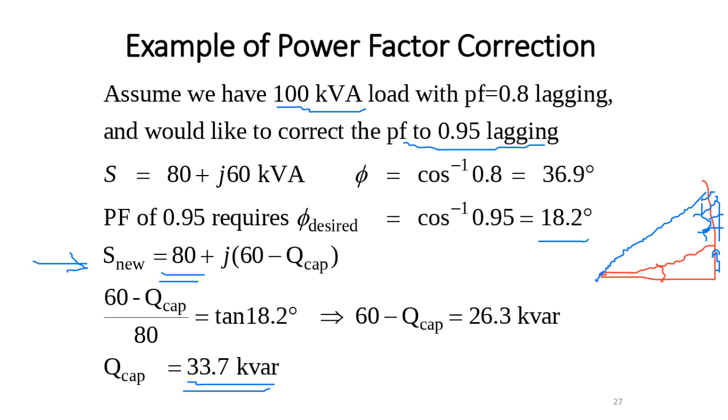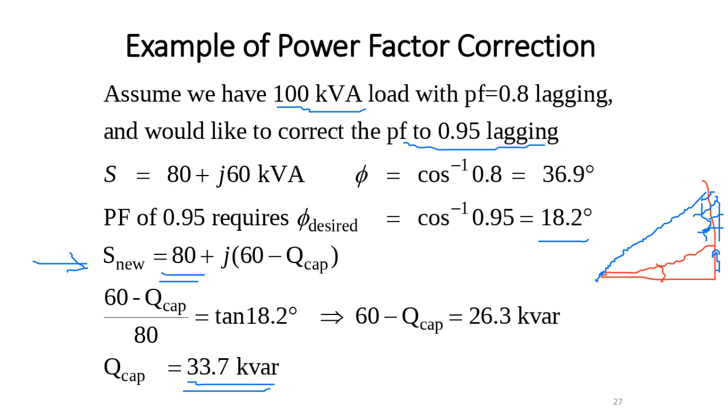If you are confused about positive or negative in the homeworks or exams, you can say the capacitor delivers 33.7 kilovar. That's it. You don't put positive or negative, which confuses you. So 33.7 we can put between brackets, supply from the capacitor.